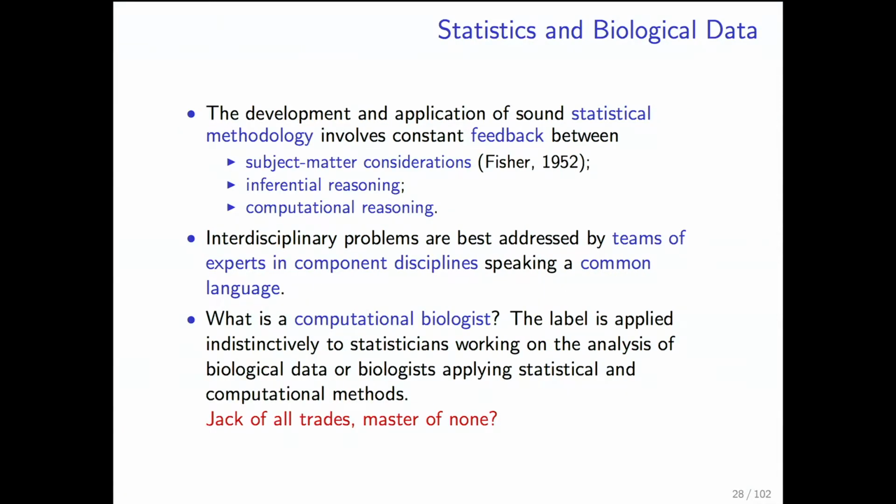So just wrapping up this introduction, the development and application of sound statistical methodology involve constant feedback between subject matter, inference, and computation. I believe that interdisciplinary problems are best addressed by teams of experts in the component disciplines that speak a common language. In that respect, I think the term computational biologist is quite vague because it could be applied to a statistician like me that's working on the analysis of biological data, or one of my biology colleagues that's using statistical and computational methods.